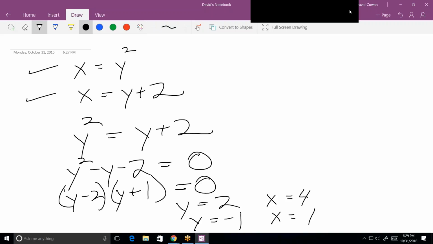Now, how do you list this solution? It is pertinent that the 4 goes with the 2 and the 1 goes with the minus 1. So I'm thinking you have to list the solution as pairs. That's one solution, that's another solution. In other words, y equals 2, x equals 1 is not a solution. These are in pairs. This is one solution, this is a second solution. Okay.